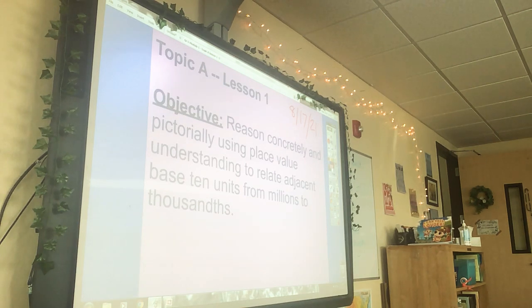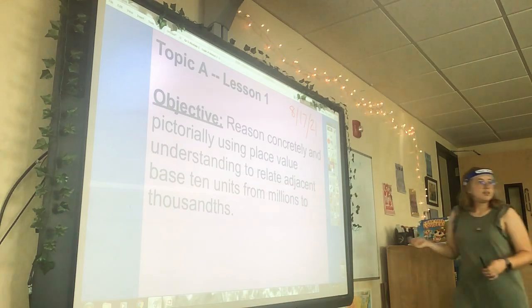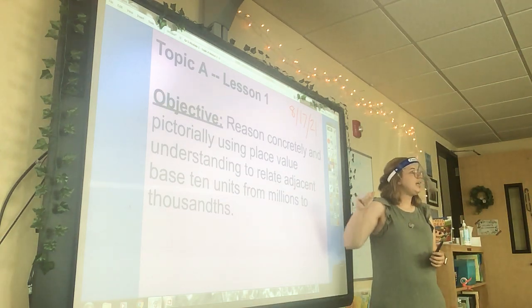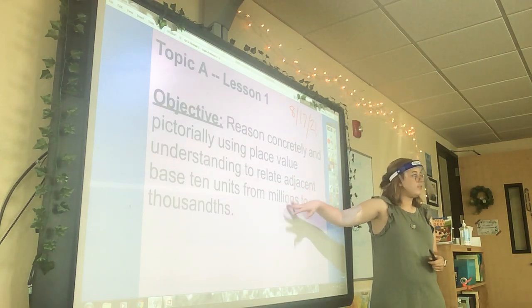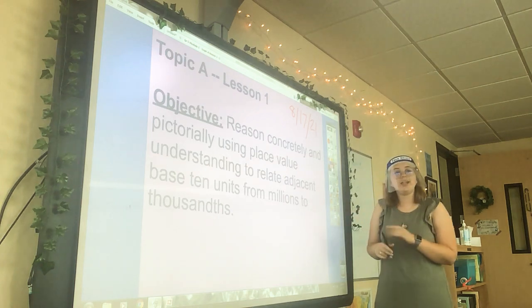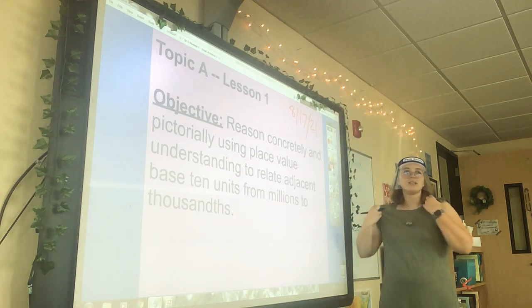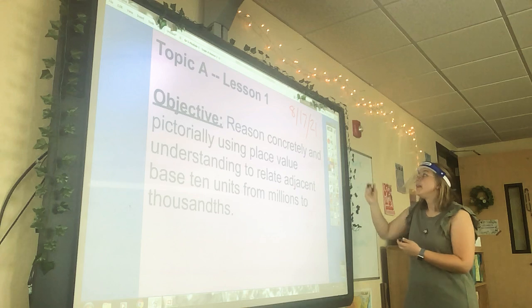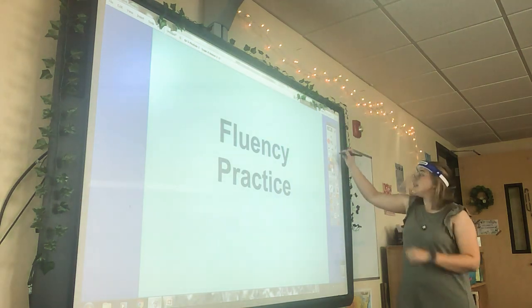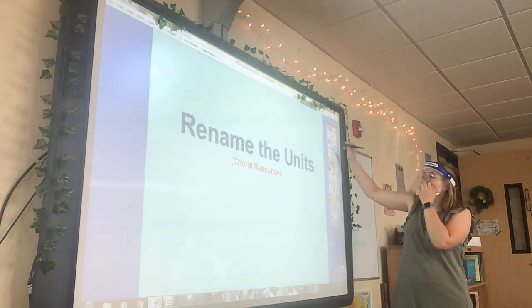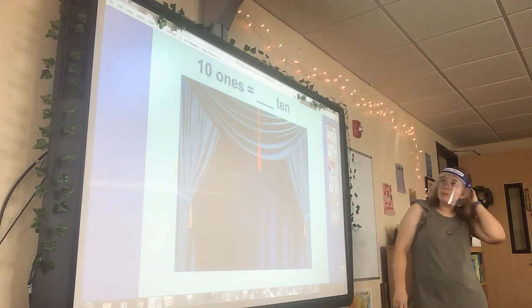In 5th grade, we go all the way past the decimal point. Sound cool? Any questions about the objective? You do not need to write the objective, but just know this is lesson 1, and this is what we're going to be talking about. We're going to move kind of quick. We're not going to do a sprint, but this is a little bit of review.